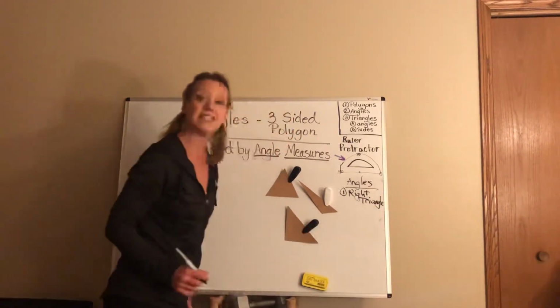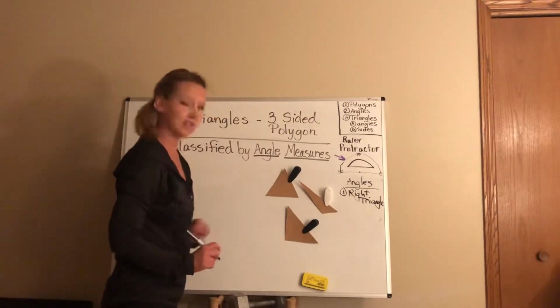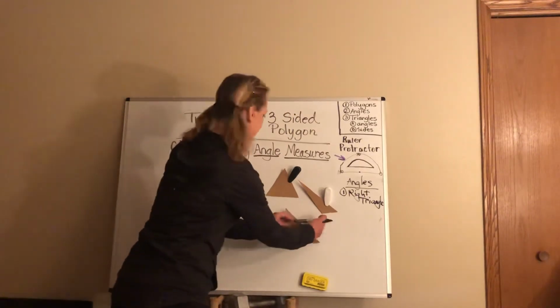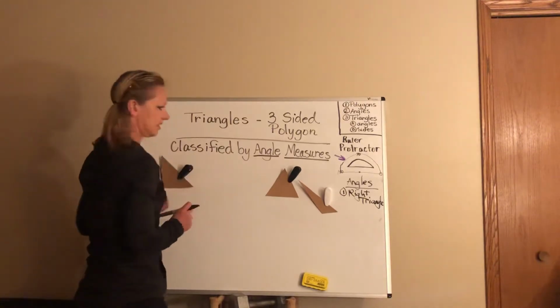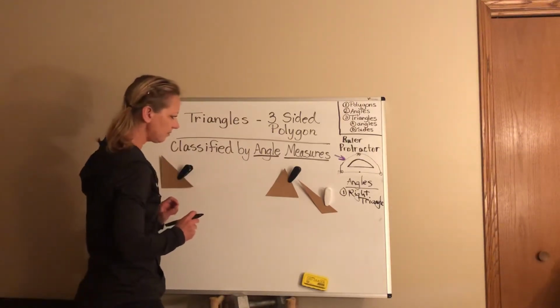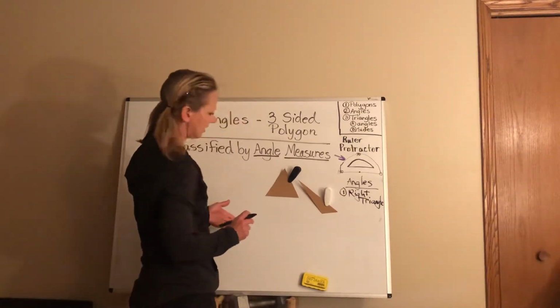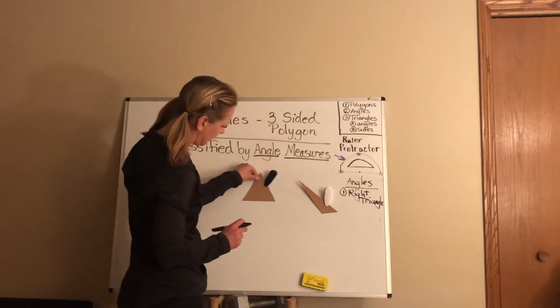And remember, all it needs is one right angle, just like that one right there. Okay, so we've classified that one. There's our right triangle. So let's take a look at this one right here.